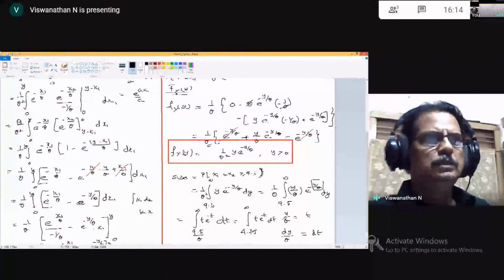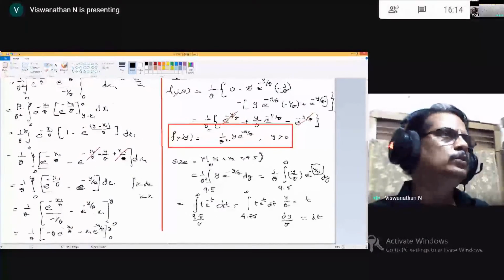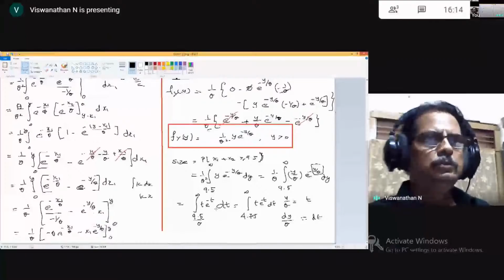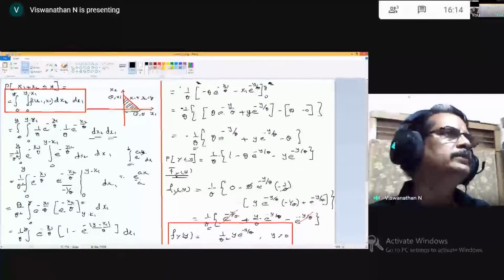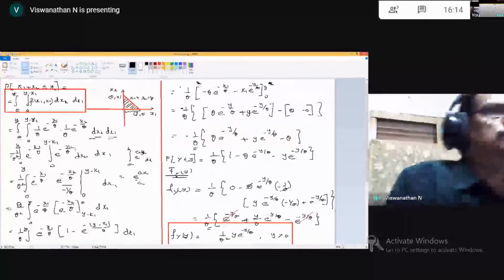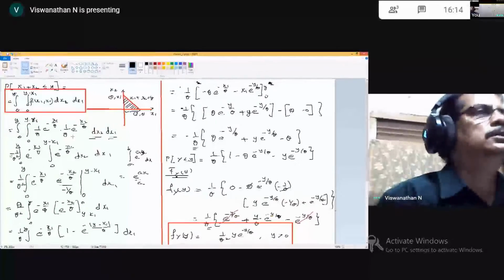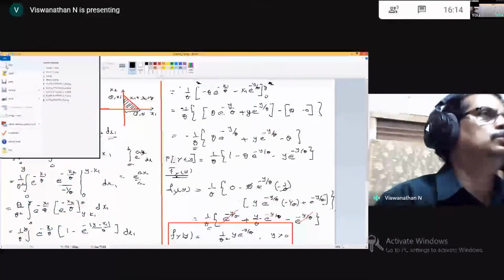You can integrate this with the UDV technique, which I will do on the next board. Since I am going to move to the next board, if there is any question here, let me answer. Otherwise, I will go to the next board. Any question? No, sir. Okay, so I will go to the new board.